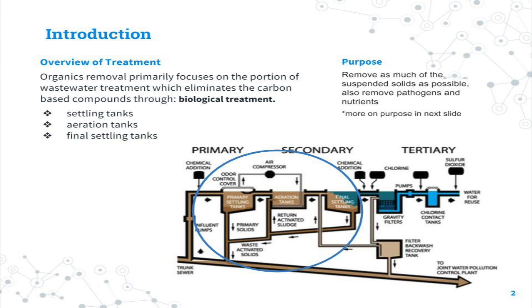Our project is on organics removal, so we will be focusing on the circled part of the wastewater treatment process. This includes different types of treatment not shown in this image, using suspended growth or attached growth. The purpose of wastewater treatment is to remove suspended solids, pathogens, and nutrients to not cause problems like what we saw with John Snow.